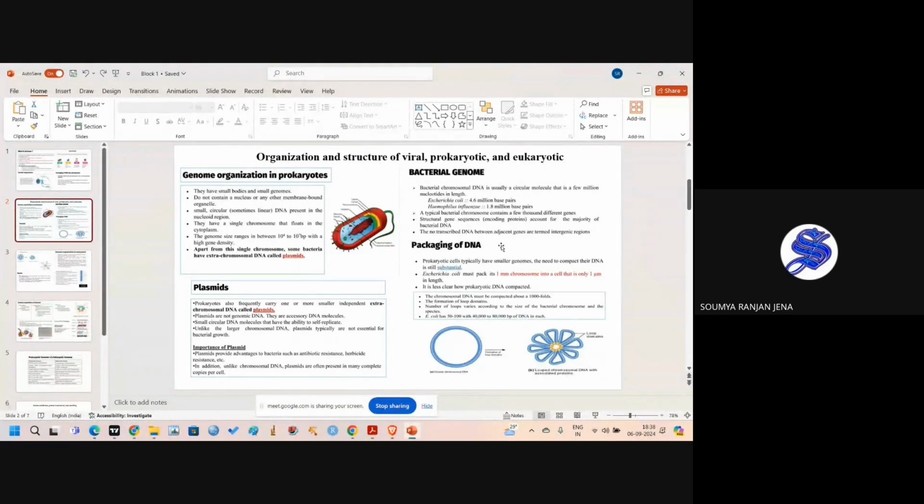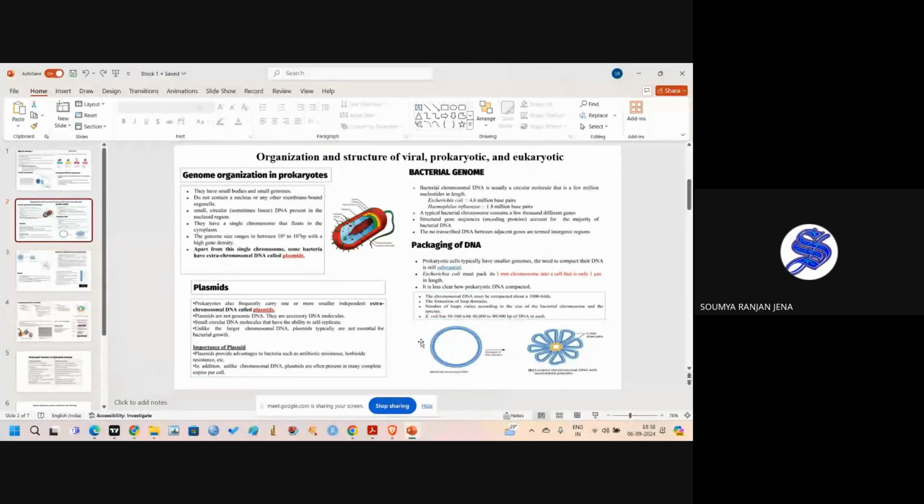Then, if we go to the packaging of this DNA, prokaryotic cells typically have smaller genomes, but the need to compact their DNA is still substantial. If you take the example of E. coli, E. coli must pack a chromosome whose length is 1 millimeter into 1 micrometer in length, compacted inside the cell, and it is less clear how this prokaryotic DNA is compacted.